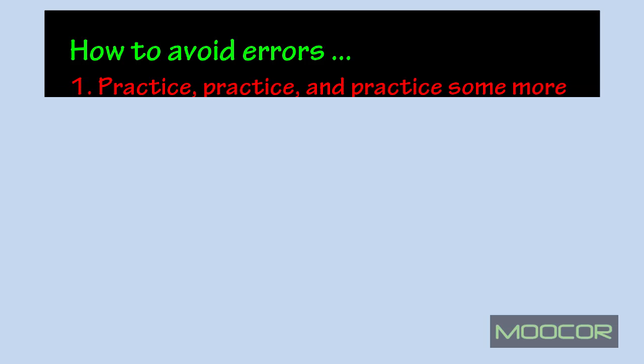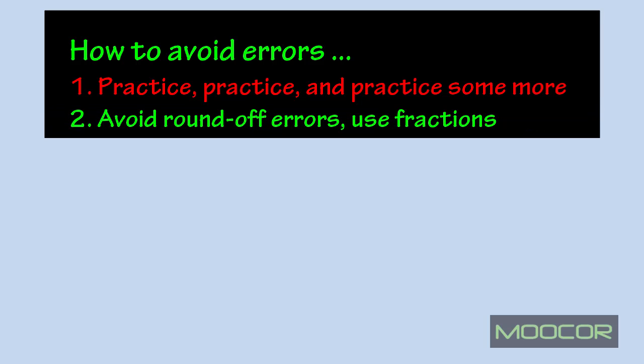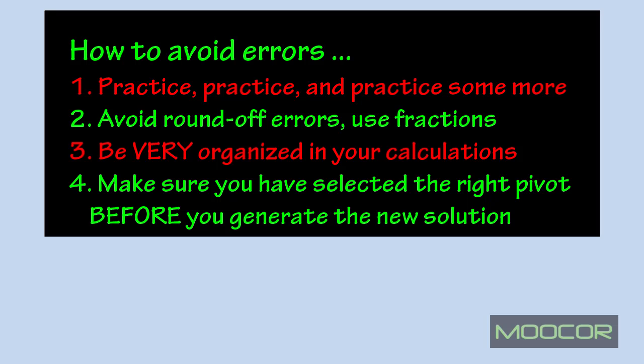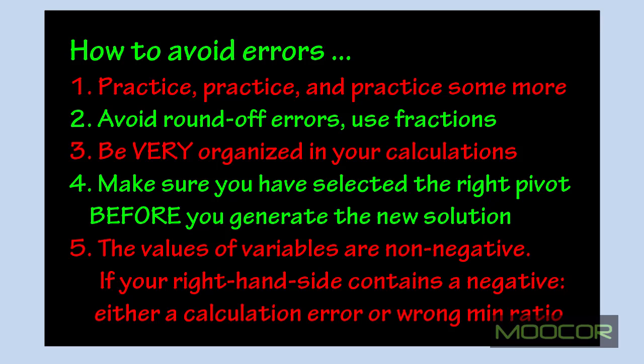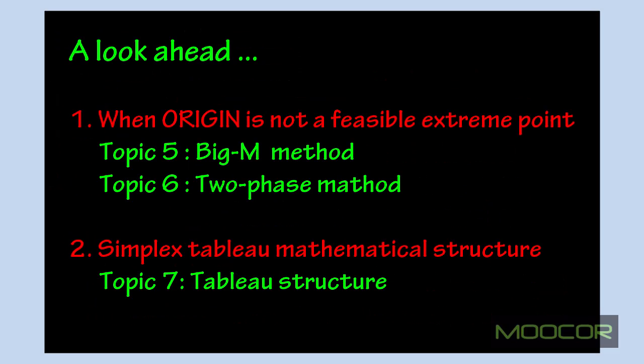How to avoid errors is practice, practice, and practice some more. Avoid round-off errors, use fractions, it always helps, and be very organized in your calculation. Also make sure that you have selected the right pivot before you generate the new solution, and of course the values of the variables are always positive, so make sure that there is no calculation error or wrong min ratio selection.